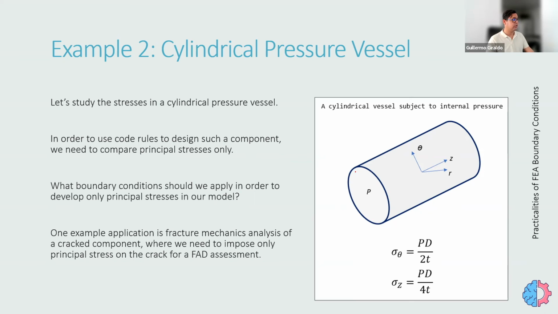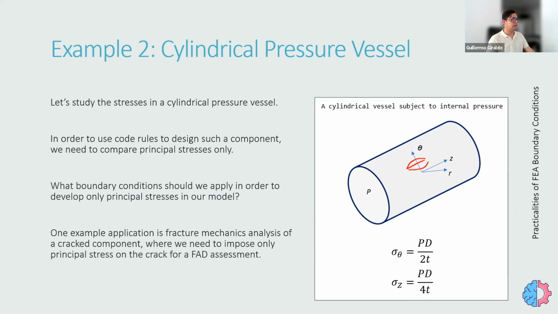So we cannot naively just say, as I said, apply a fixed support here and apply a fixed support on the other end, and I will get away with that. That won't work. So one example application of this is, for example, fracture mechanics. Let's say this pipe has a fracture here, right? And when we perform fracture mechanics analysis, we need to subject the crack to only the principal stresses, right, that are trying to open this crack.